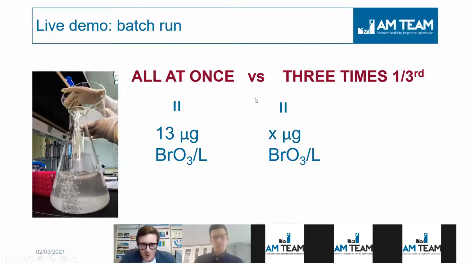So here's a small question for you. Let's do a small poll. Here is a poll. Normally, there should be a poll on the screen. Here's the question. Imagine you add everything at once, and you have a formation of 13 micrograms per liter. And imagine you do exactly the same experiment, but you add it in 3 times. What is the residual bromate you will be forming? And you can vote now. Is it 8 micrograms per liter, 10, 13, or 15? Let's see what the audience thinks.